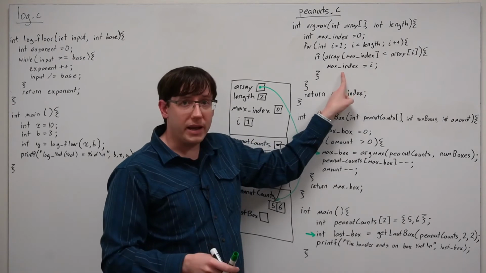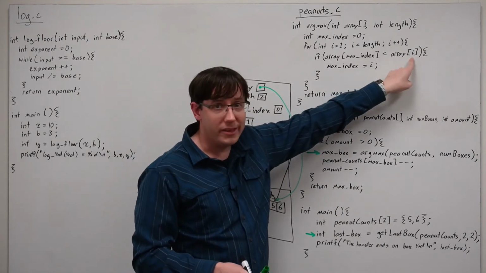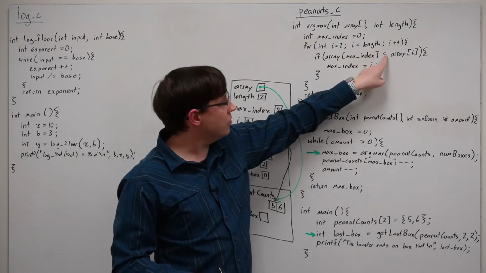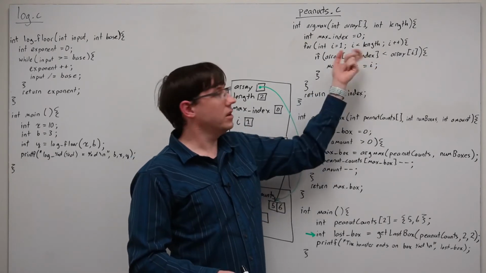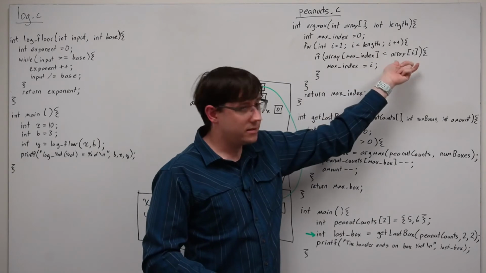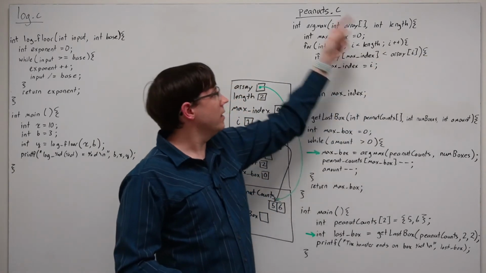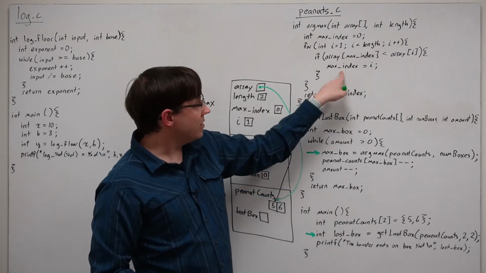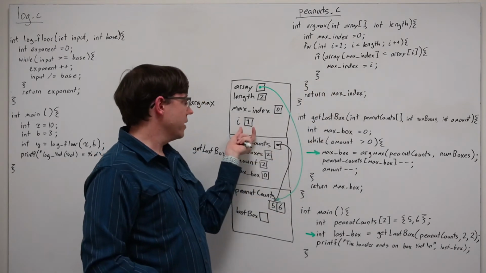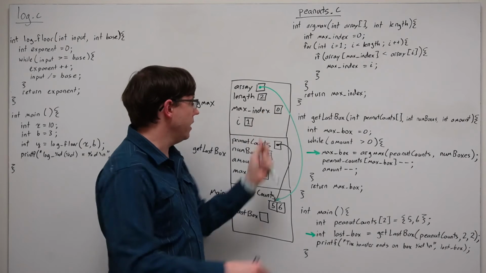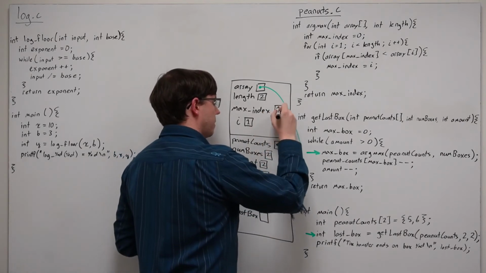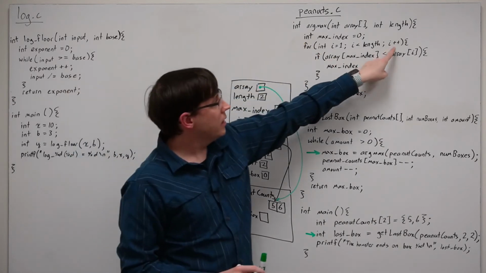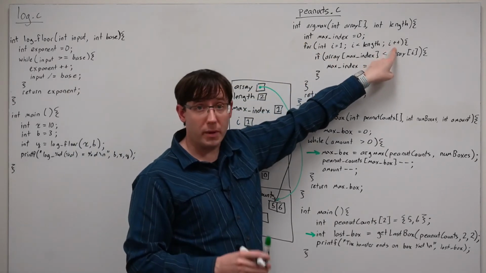We want to update in the case where the ith element is bigger than our previous max, so this should be a less than sign. And since 5 is less than 6, we will go into this if statement, and that will update the value of max index, copying the value from I. Now we've reached the bottom of the loop, so we go back to the top and perform the increment operation.